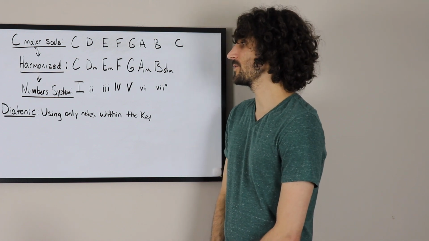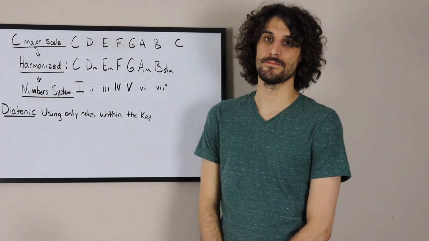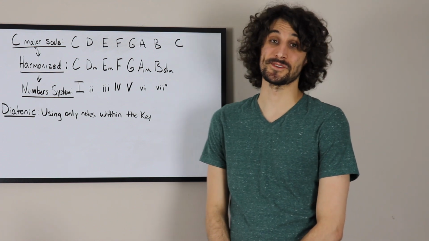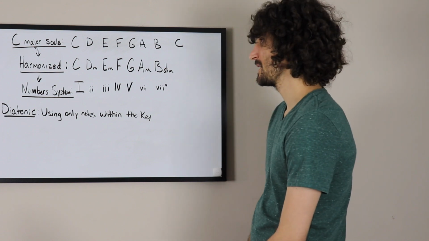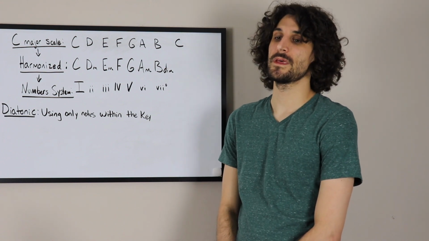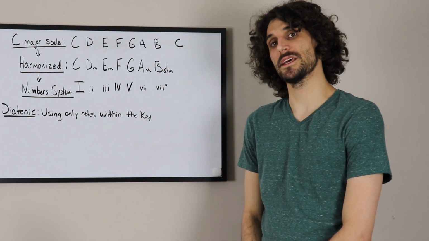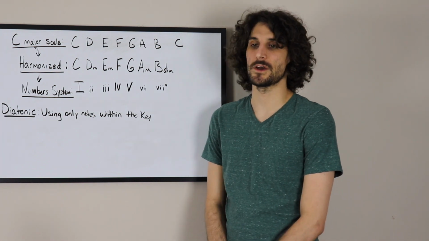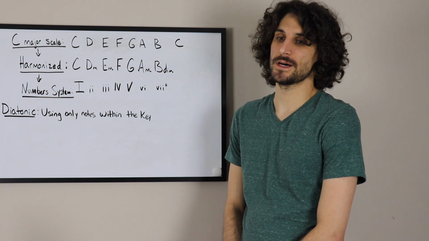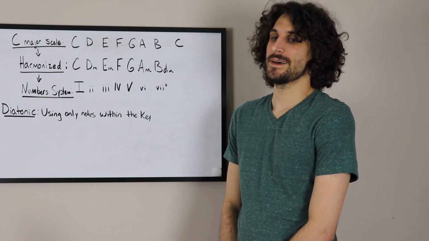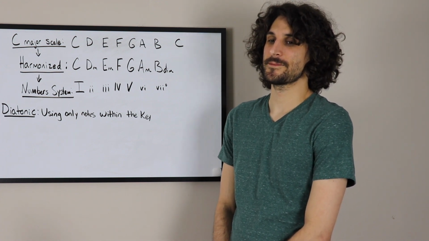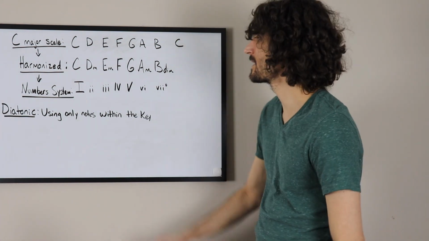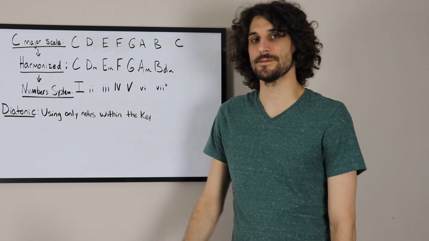The next thing here is the number system. And the number system isn't exclusive to C major. It works in every key. If you want to play a song that you love, but maybe you can't sing it in that key that's written in, or maybe you're trying to communicate a chord progression to some musicians, but it's a little bit tedious to talk about every single detail of every chord, this is where the number system comes in.